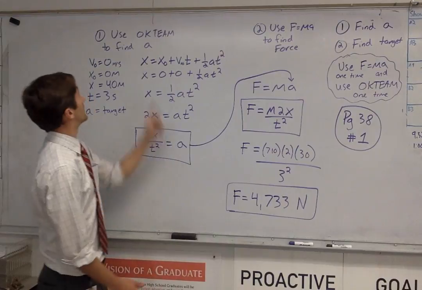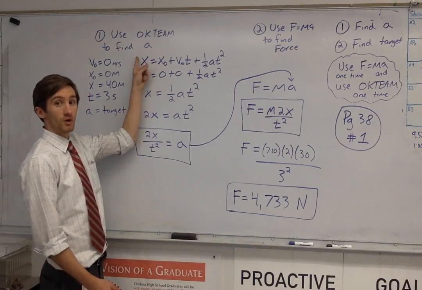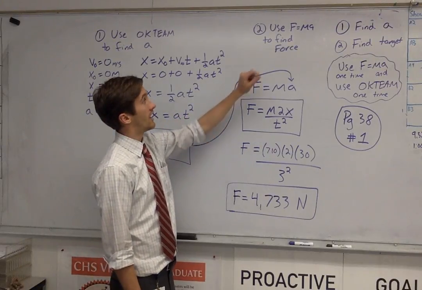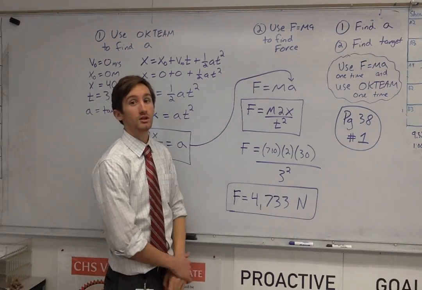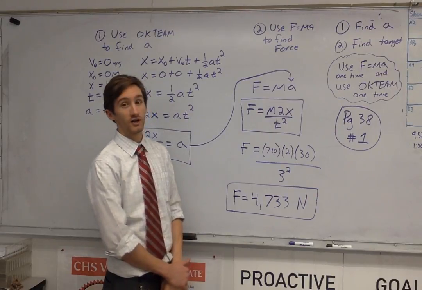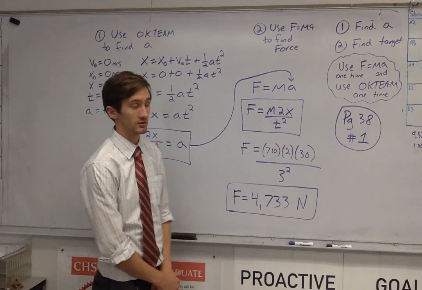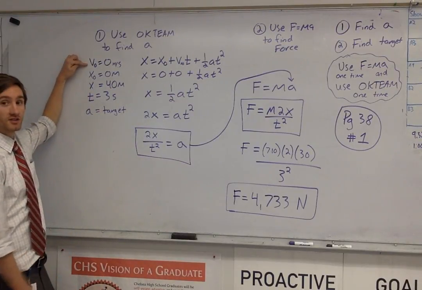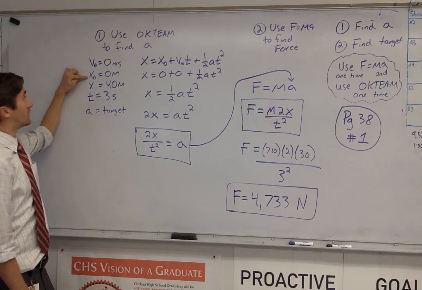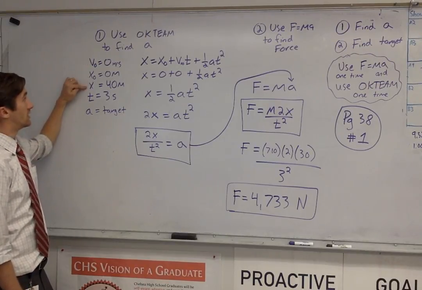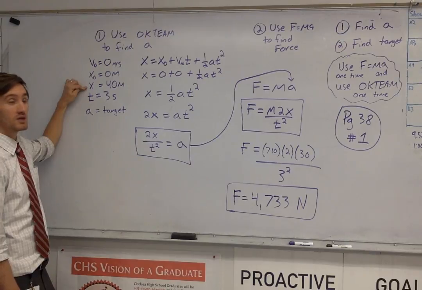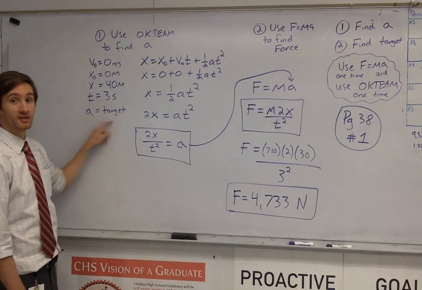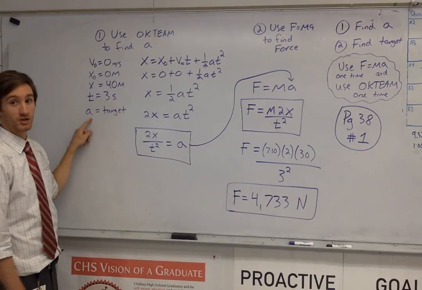In this problem, our first step is going to be to use OK Team to find A, and our second step is going to be using F equals ma to find the force, because the force is what the problem is looking for. So I'm going to start with my givens. I know my starting velocity is 0 meters per second. My starting position is 0 meters. My final position is 40 meters. My time is 3 seconds. And my target in this part of my problem is acceleration.